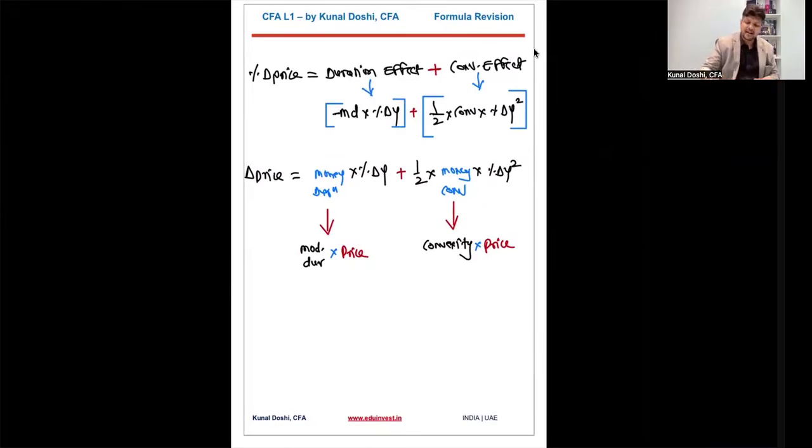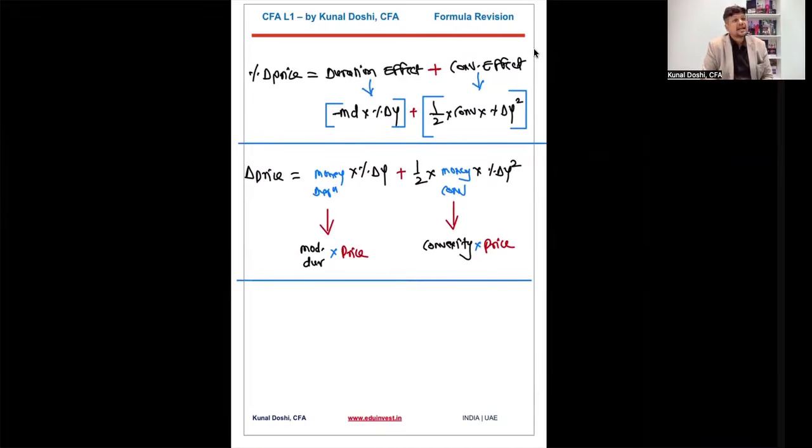In the notes, I've written it in a well manner, but this is how you can easily relate. Check and confirm. In exam, if they ask you money convexity, don't get panic. Just take the convexity multiplied with price. Money duration, just take the modified duration, multiply with price. What is the use of it? It tells you the dollar duration or dollar convexity.